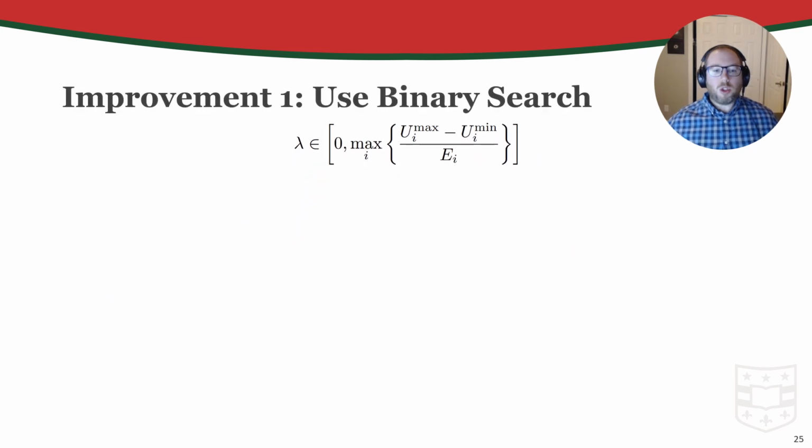We propose two alternatives to this approach. First, we observe that we can binary search over the range of possible values of lambda, enabling logarithmic time rather than linear time search for the smallest value.